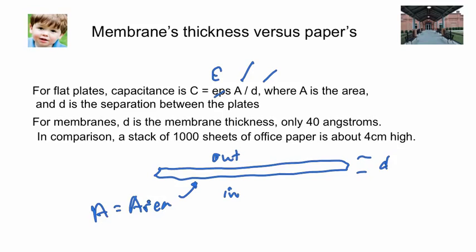Now let's do a little comparison with an ordinary object. Think about a stack of 1,000 sheets of office paper. You can do this experiment yourself. Get 2 reams of ordinary office paper, like copier paper. A ream is a package that has 500 sheets. Stack one ream on the other, and then measure how high the stack is. I did that in preparation for this lecture, and my stack was about 4 centimeters high.